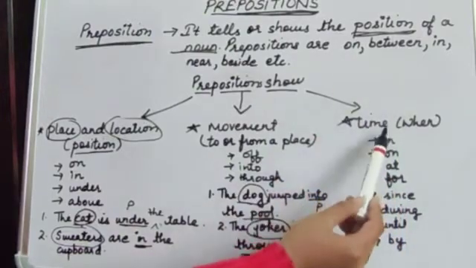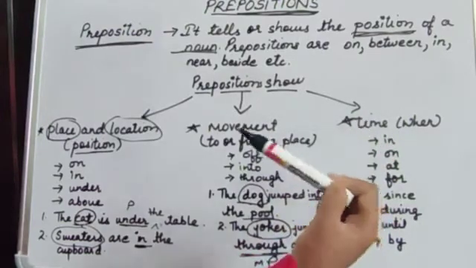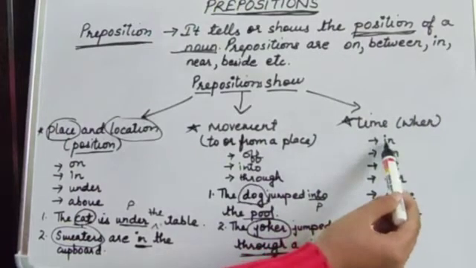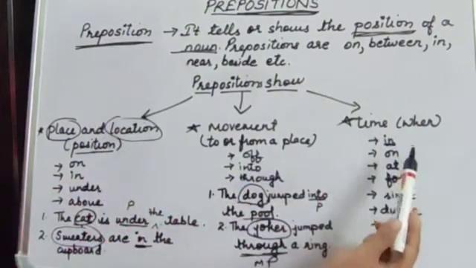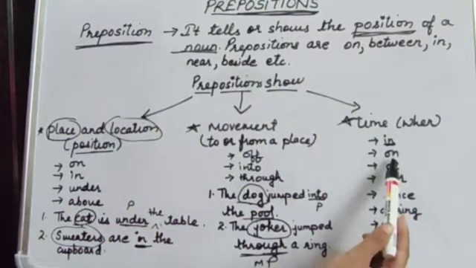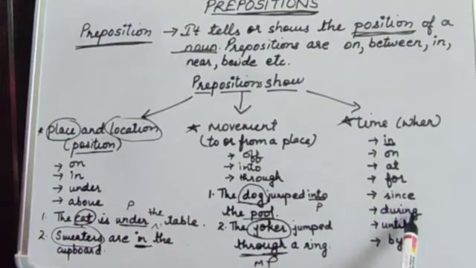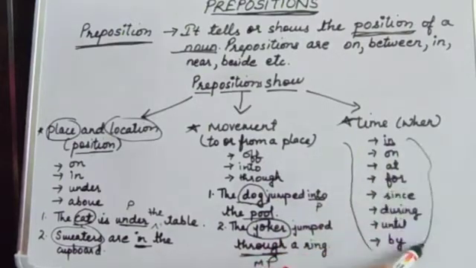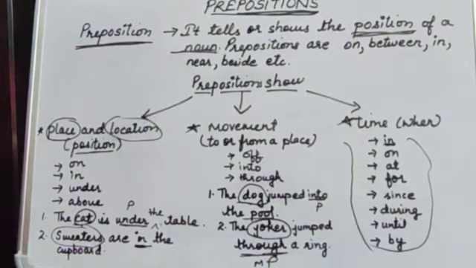Now the third thing is your time. Preposition also shows us time, that is, when the action happens or happened. You can see in is used in time also, and also in place and location. So in tells us time also. Similarly, on tells us time, at, for, since, during, until, by. These are all your prepositions of time. We are going to do these prepositions of time in detail from your book.